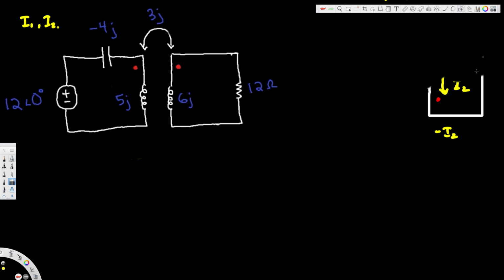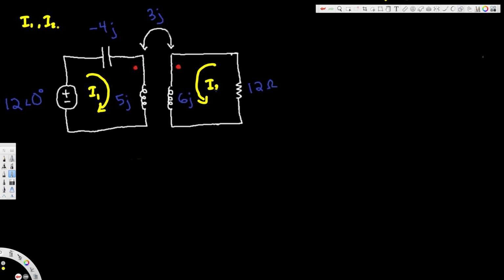Okay, let's get rid of this part. Since both dots are on top of this inductor, we are going to assume the direction of the current in this direction. This is our I1 and this is our I2. These are the two things we are trying to find.